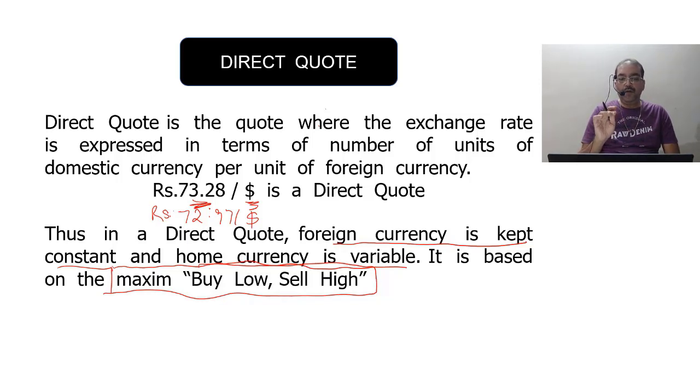Understood? So direct quote is the quote where the exchange rate is expressed in terms of number of units of domestic currency per unit of foreign currency. So the words which are used are domestic and foreign. Earlier it was dollars and others. Here it is domestic and foreign.